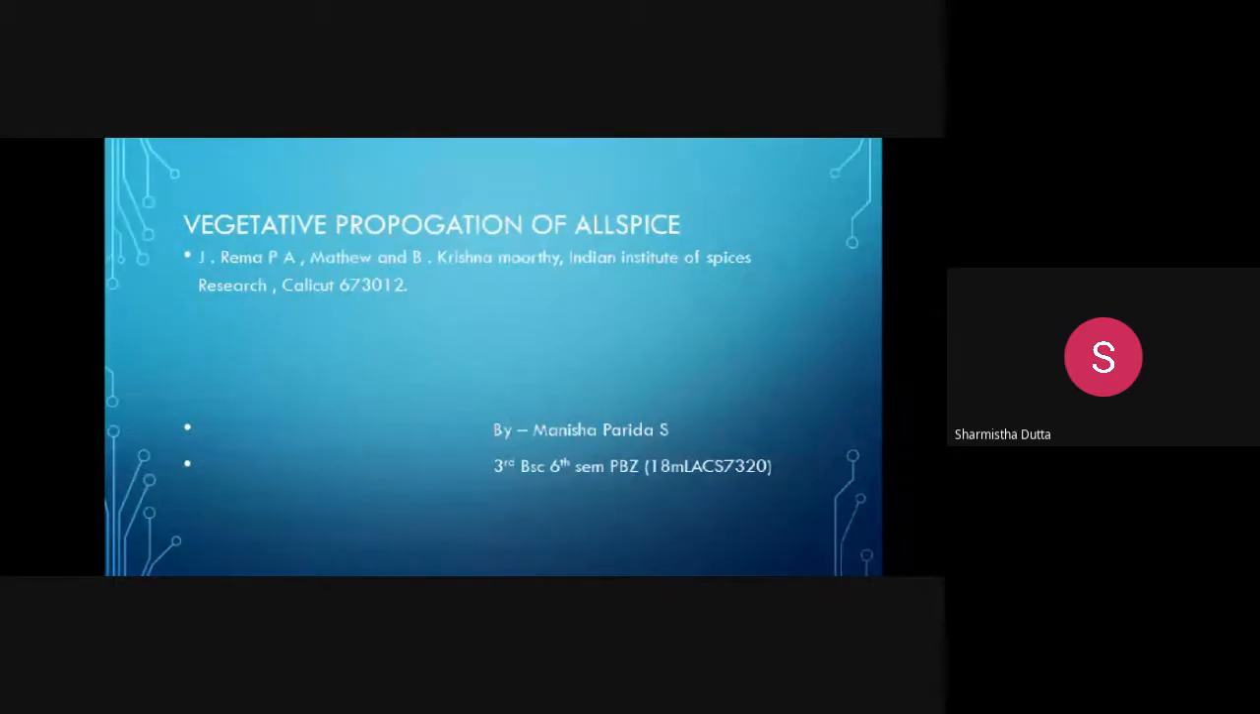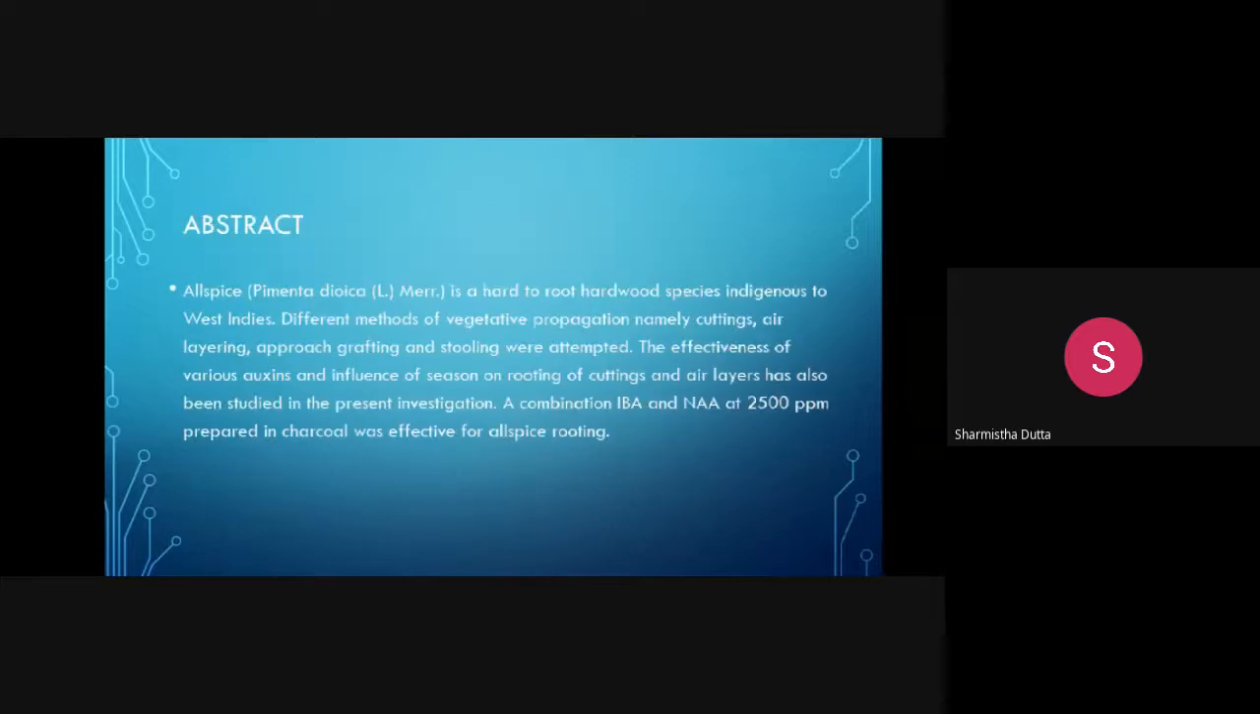Today my topic is vegetative propagation of allspice, and this is the article published by J. Rima, P.A. Matthew, and B. Krishnamurthy, Indian Institute of Spices Research, Calicut. Abstract: Allspice is a hardwood species and it is indigenous to the West Indies. Different methods of vegetative propagation, namely cuttings, air layering, grafting, and stooling, were attempted to study the effectiveness of various auxins, and the influence of season on rooting has been studied. A combination of auxins like IBA and NAA at 2500 ppm prepared with charcoal was also effective for the rooting of allspice.